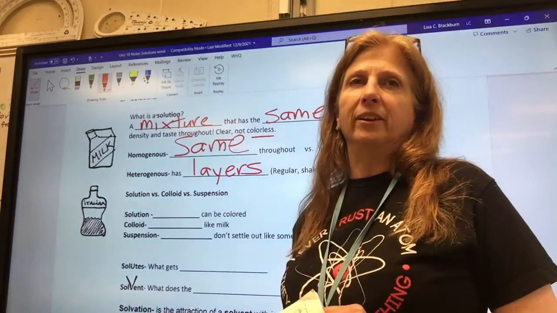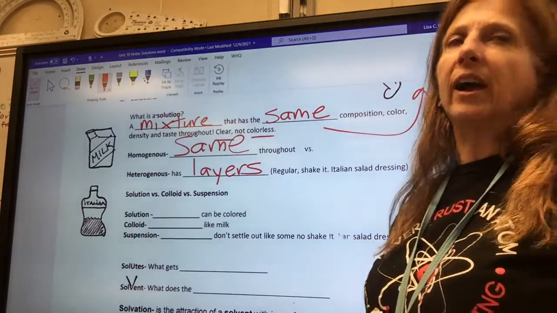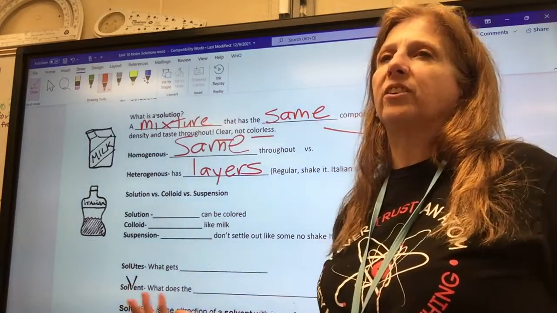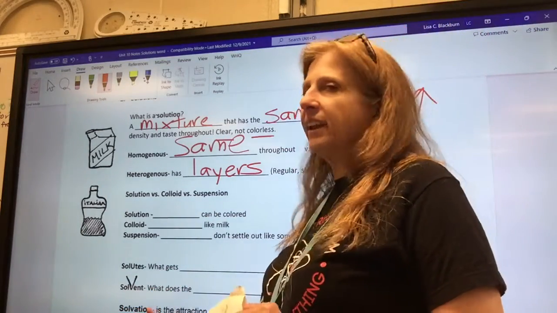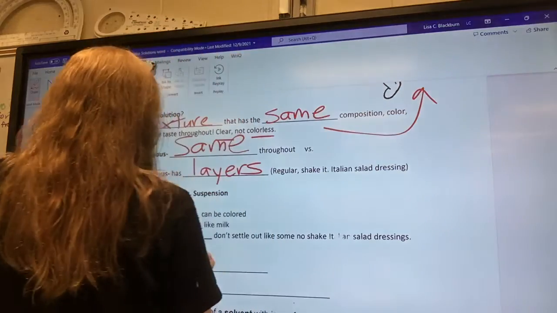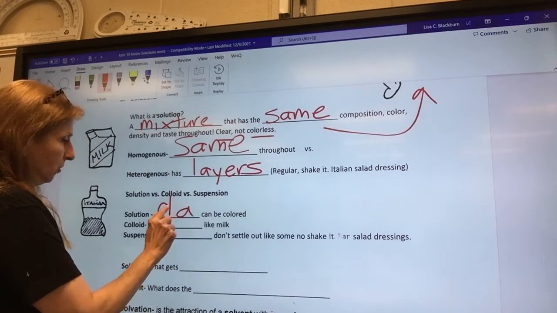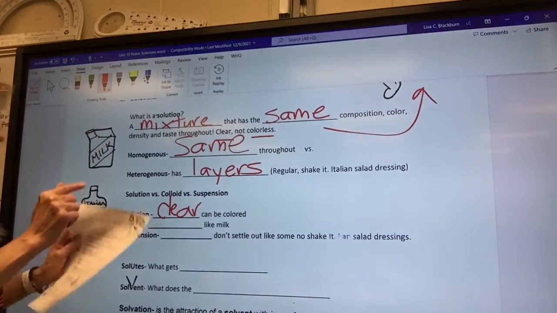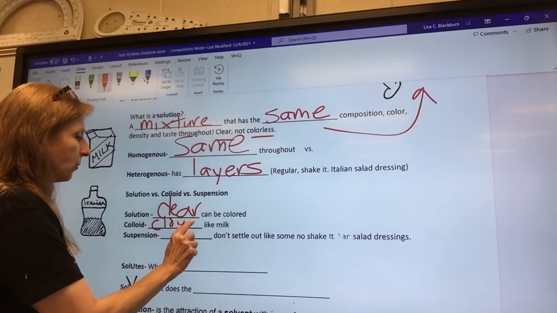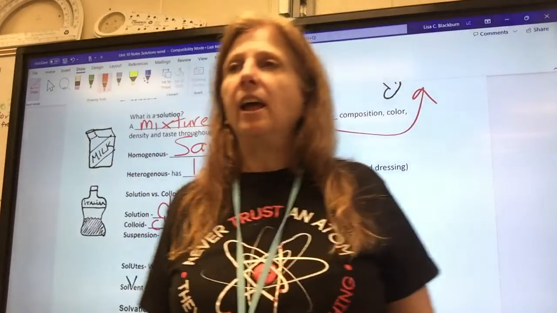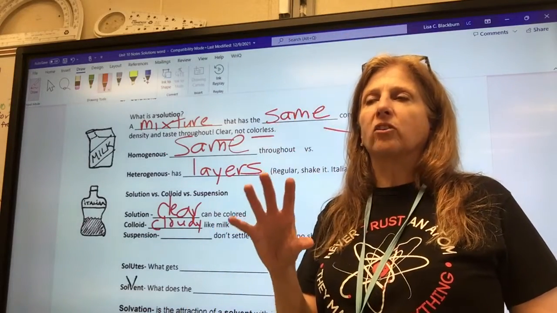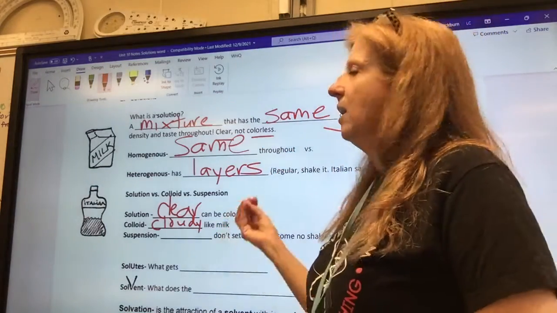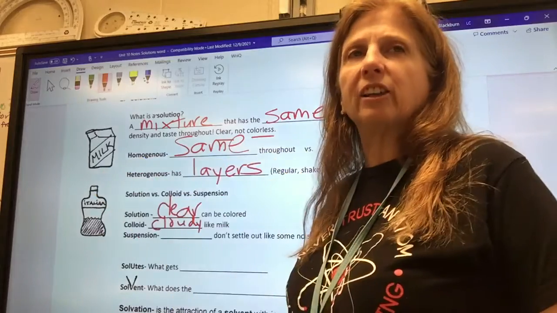Okay, so that was all easy, wasn't it? Next part is pretty easy too. So we have another way to classify solutions besides heterogeneous and homogeneous, and it is how clear is it? So a solution is clear. There's another thing called a colloid, and it is cloudy, like milk. The reason why colloids are cloudy, like milk, is that they have suspended in them little globules of sugar, protein, and fat. It's a perfect food. It's got everything in it. Suspension. Now a suspension has chunks in it.